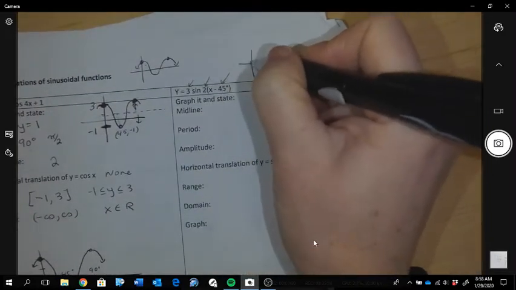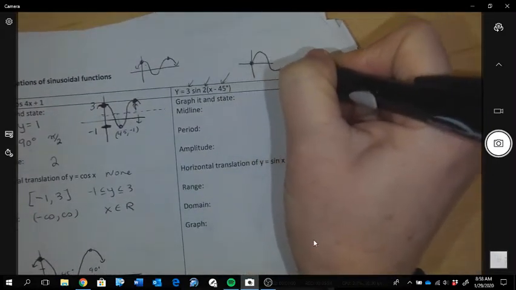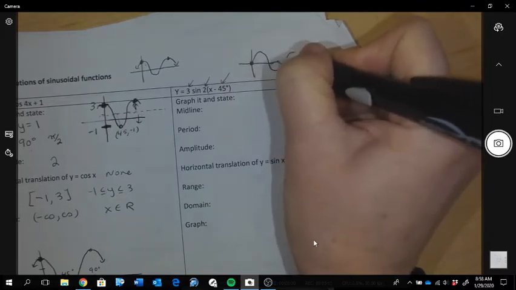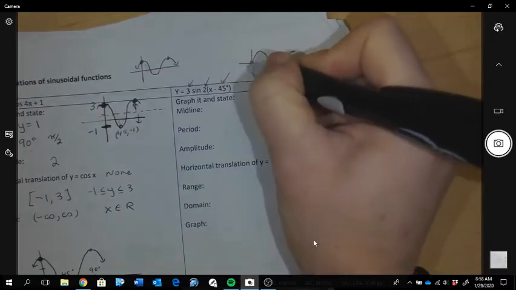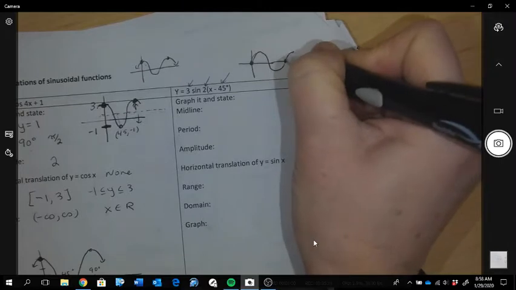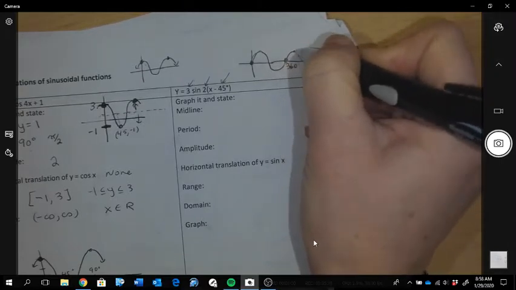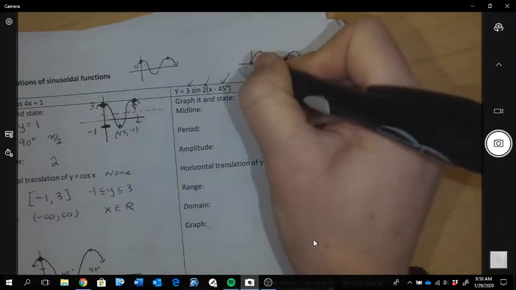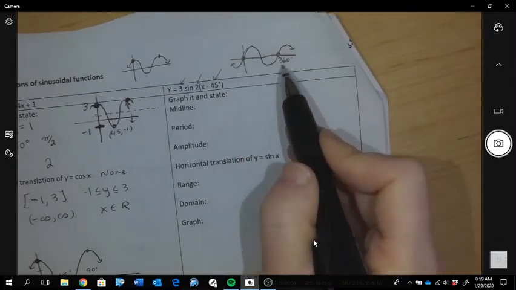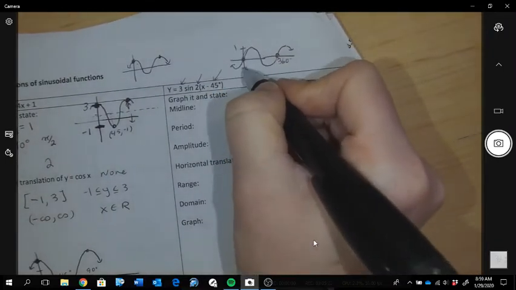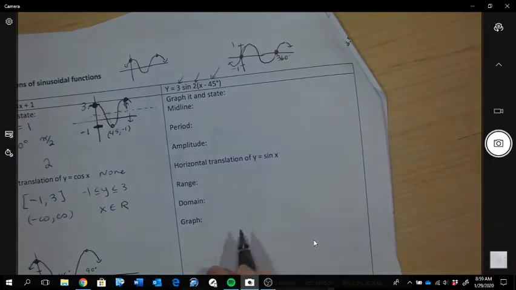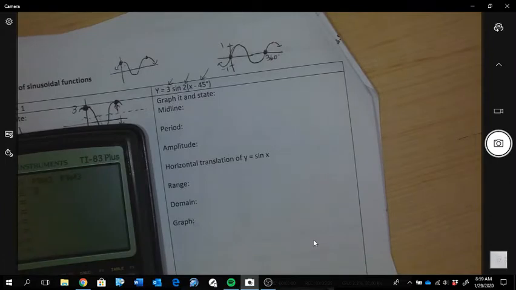So a normal sine curve, this would be a cycle, so this would be 360 degrees. It should go from a height of 1 to negative 1, that's the normal. We know ours is going to be stretching 3 up and down. It's going to have shifted over and it's going to be squished in like an accordion.